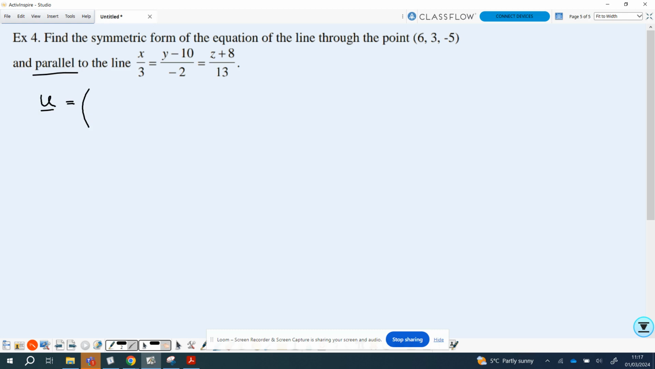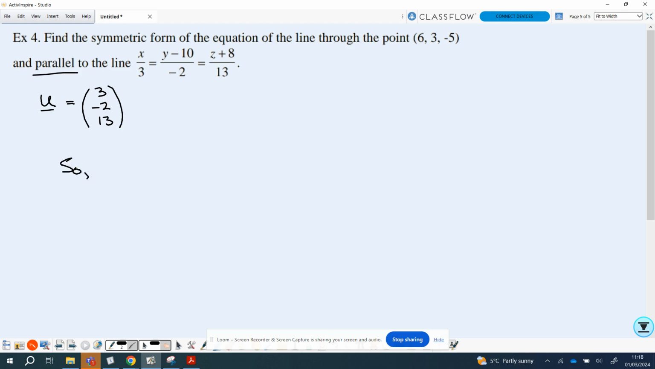Now because it's parallel, I just need to read off from the equation that I was given what the direction is. Remember, your A, B, and C, which is your direction, is your denominator. So it's going to be 3, -2, 13. Okay, so that's the direction that line's travelling. We know the point (6, 3, -5) is on a line that's also parallel to that, so it's going to have the same direction. Okay, so what will our equation look like.